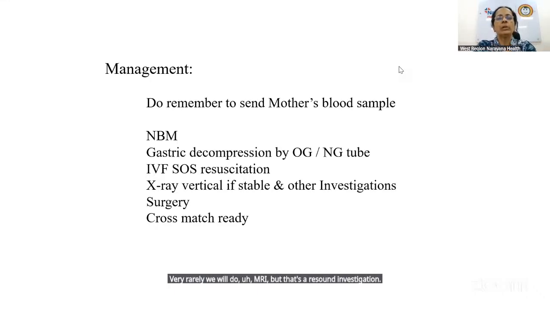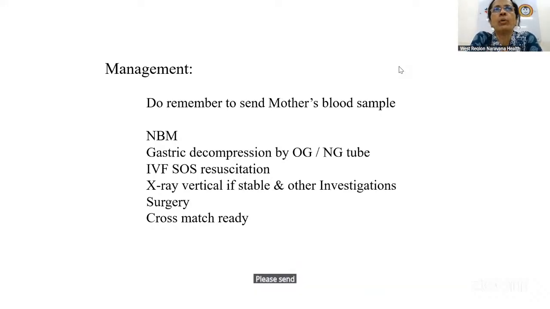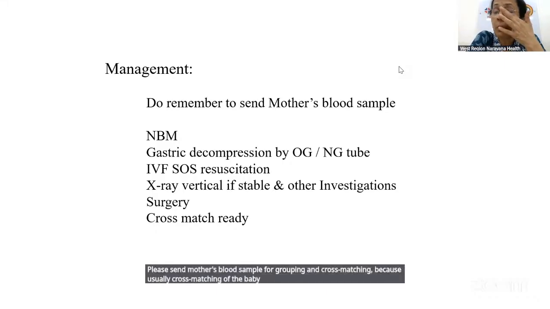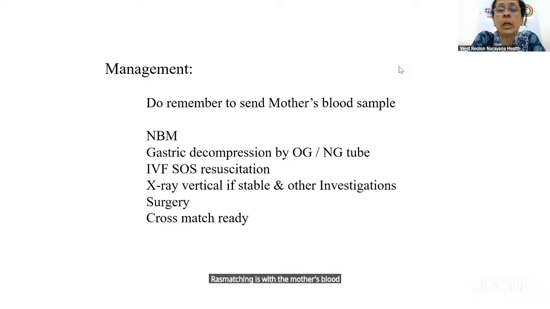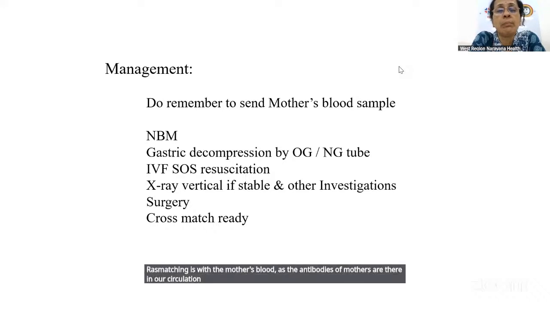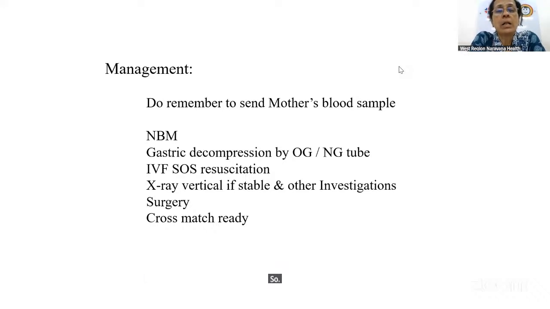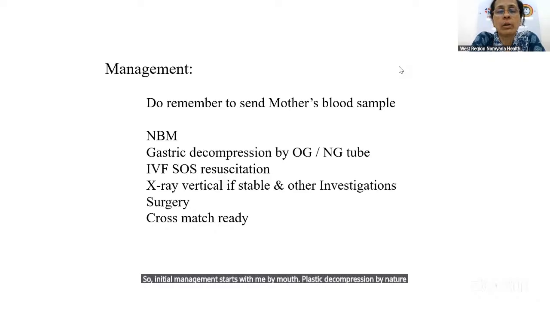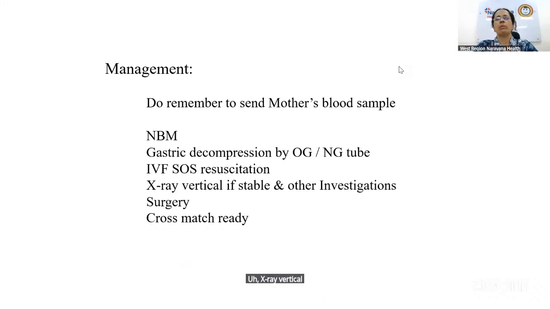So for management, do remember, whenever you are transferring a baby to any NICU, please send the mother's blood sample for grouping and cross-matching, because usually cross-matching for giving blood or blood products to the baby is done with the mother's blood, as the antibodies of the mother are there in the circulation of the baby. So initial management starts with nil by mouth, gastric decompression by nasogastric or orogastric tube, IV fluids, X-ray vertical if the baby is stable, otherwise decubitus, and surgery.